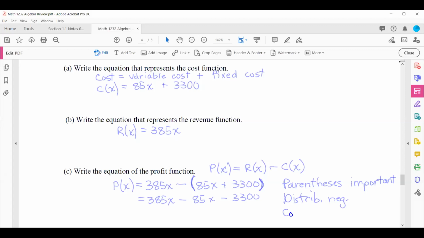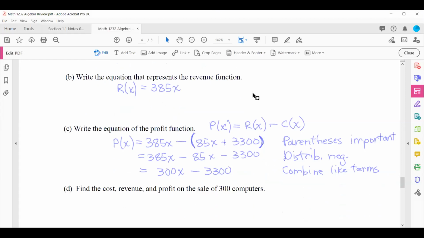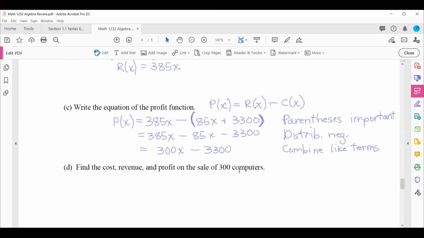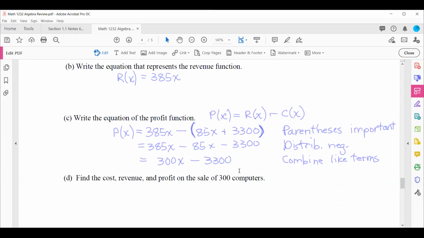And then combine like terms, which are the x's. $385 minus 85 is 300. And there's my profit function. Okay, the next thing says find the cost, revenue, and profit on the sale of 300 computers.